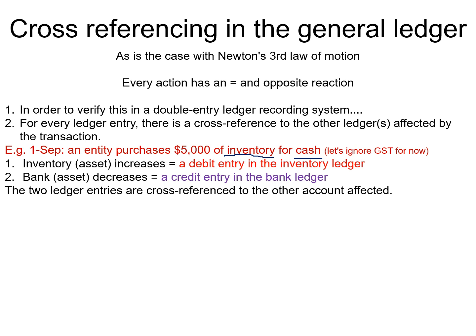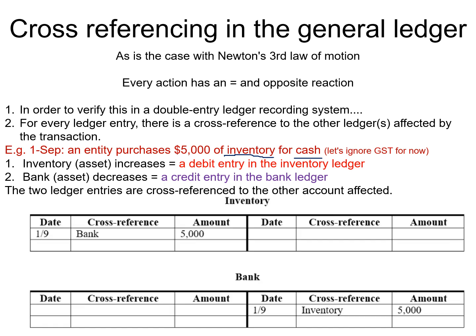So then we need to cross-reference these as follows. In our inventory account, we've got $5,000, assets going up, and so we simply cross-reference that with the other account affected, the bank. And in our bank account, we've got a credit entry for 5K because our bank balance is going down, so we just cross-reference that with the other account affected.